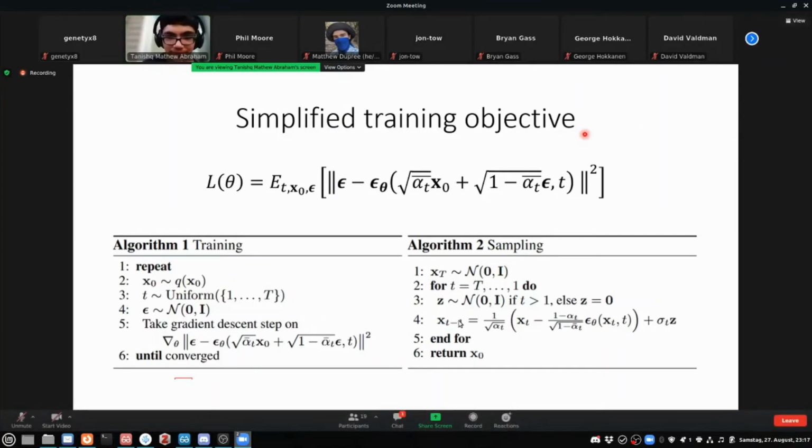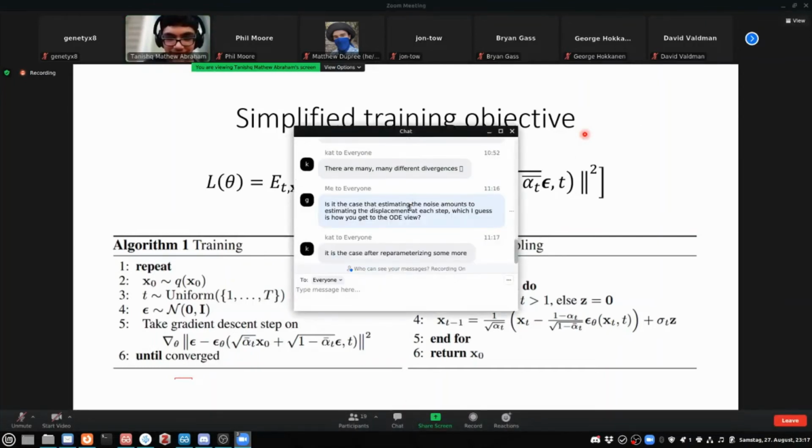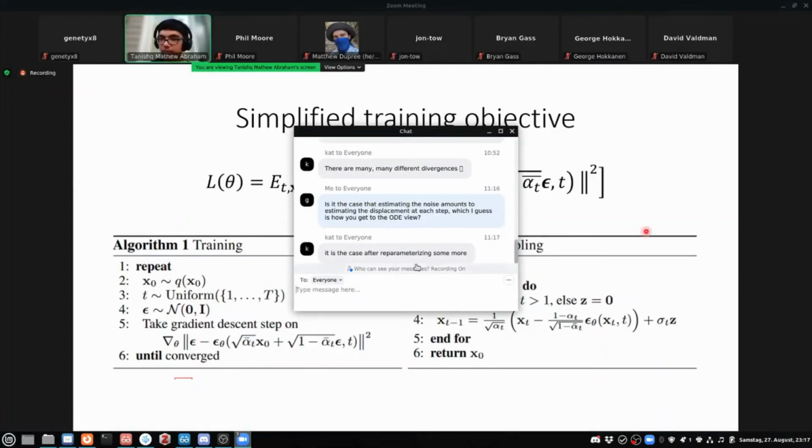Can I ask a quick question in regards to step 4 in algorithm 2? Step 4 in algorithm 2, yes. Sigma sub t z, is that the extra noise that we're adding back in?